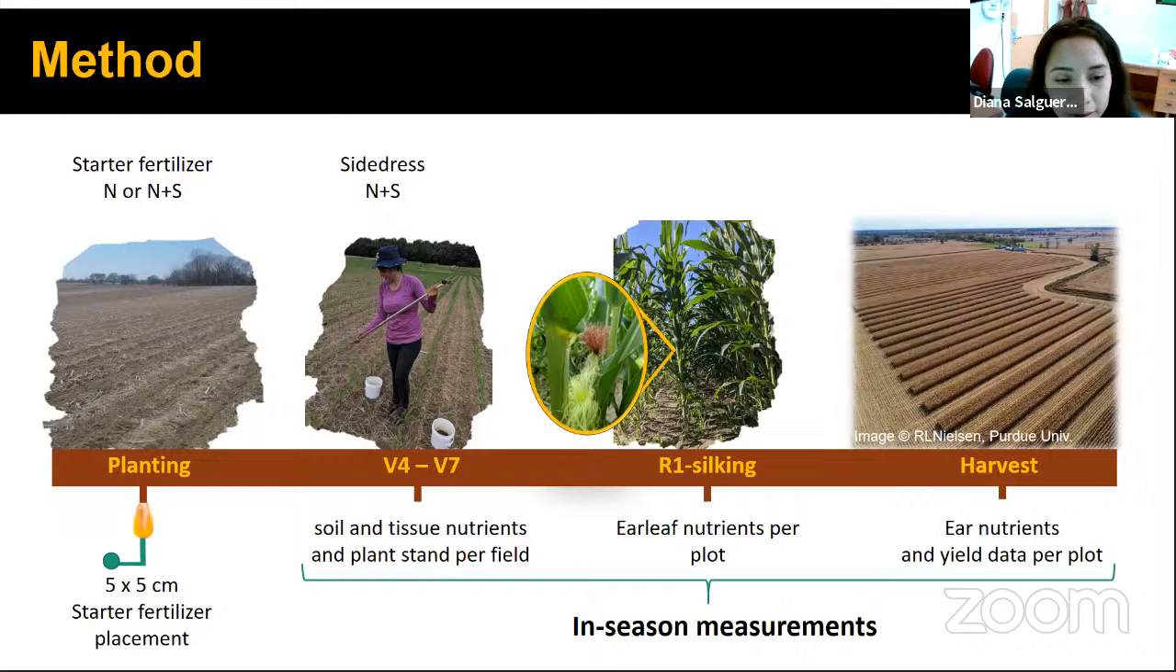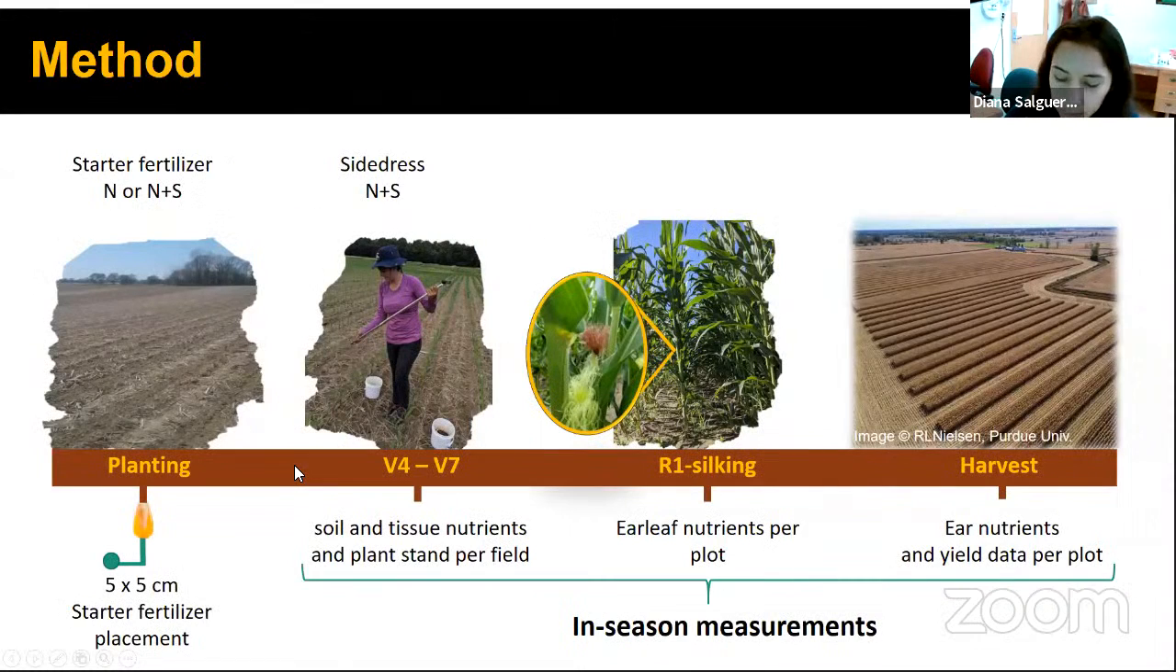And right before sidedress, some of the in-situ measurements that we took were nutrient concentrations in the soil and in the tissue. And then after putting out our treatments, we went back at R1 at silking and we measured nutrient concentrations in the ear leaf. And at the end of the season, we took ear samples per plot, once again to measure the nutrients in the ear.